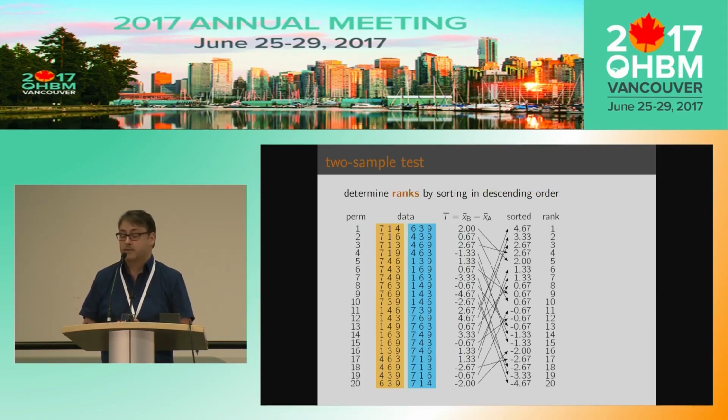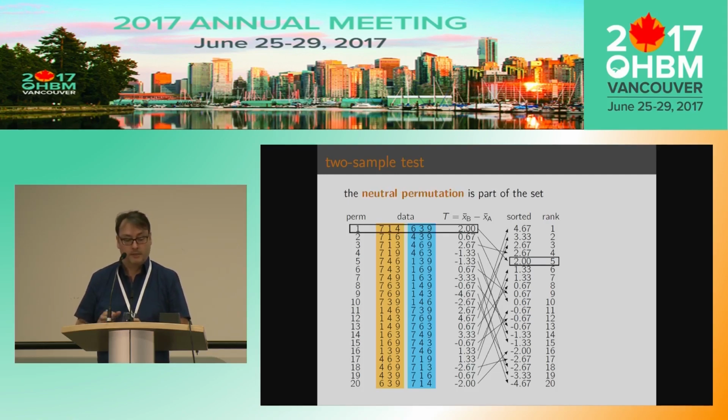Then we determine the ranks of these values by sorting them, in this case sorting in descending order, indicated by the arrows. So the largest value in these permutation values is 4.67, the second largest is 3.33, and so on. And also the original value of the test statistic 2 arising from the neutral permutation has a position in this. It's the rank number 5.